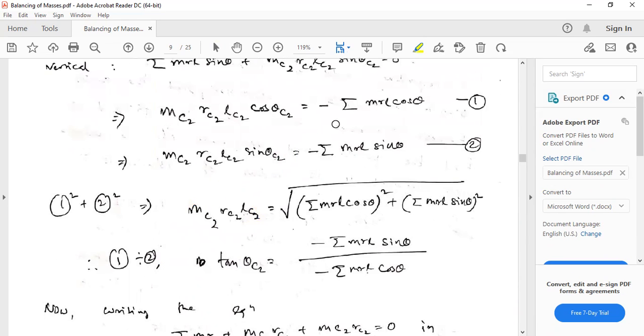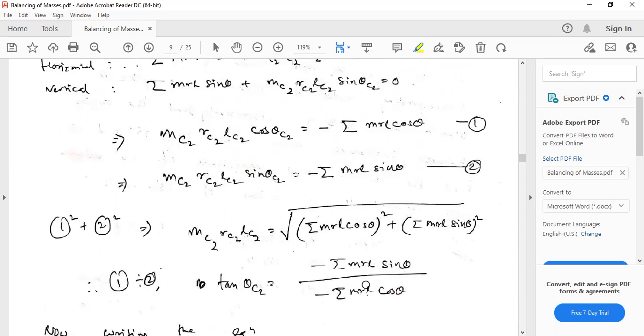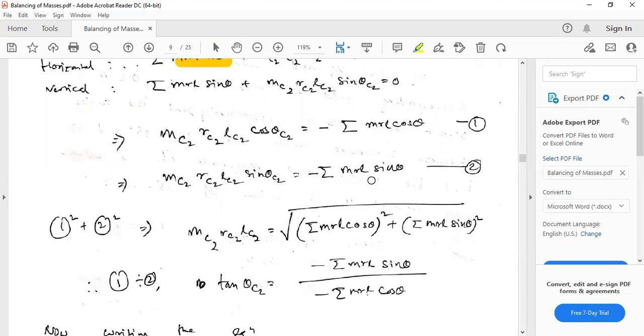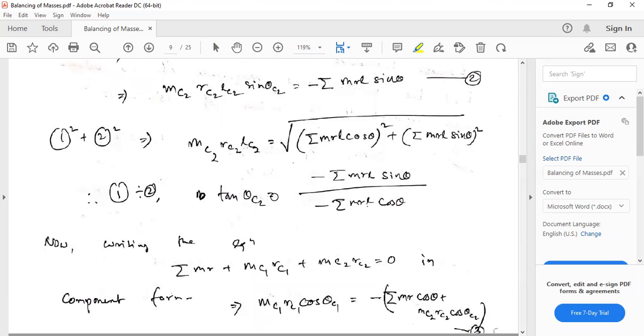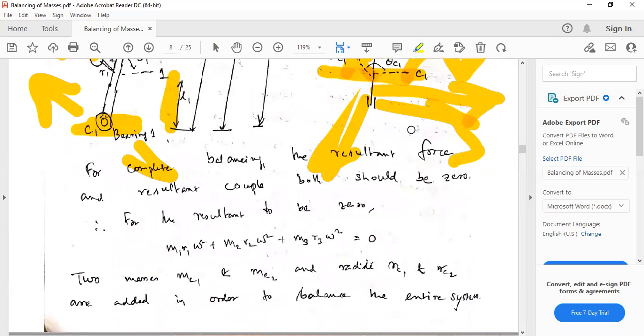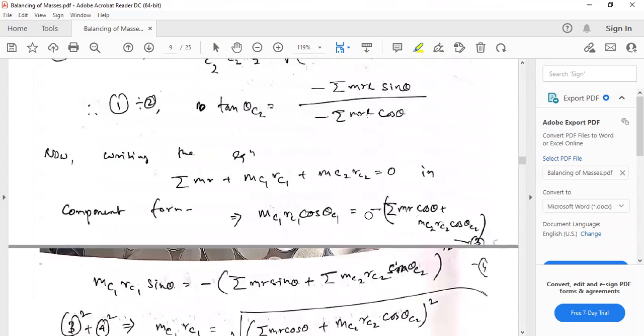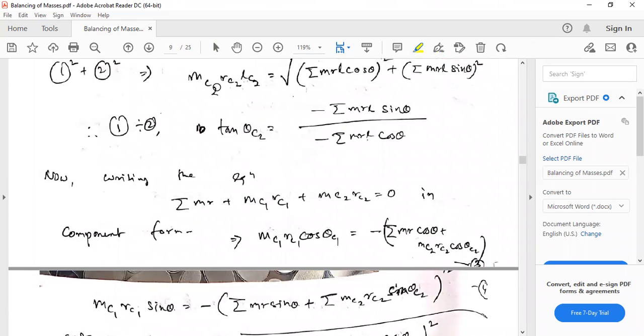So summation of all this m r l sin theta and minus of m r l cos theta. Why minus? Because we have taken this to the right hand side, so we got minus. Here also we have got minus. Minus minus gets cancelled out. So we can find out theta c2, and remember we also have to find theta c1; how to find it, we'll see. So here we have found mc2, rc2 and theta c2. So we have found one of the balanced forces.